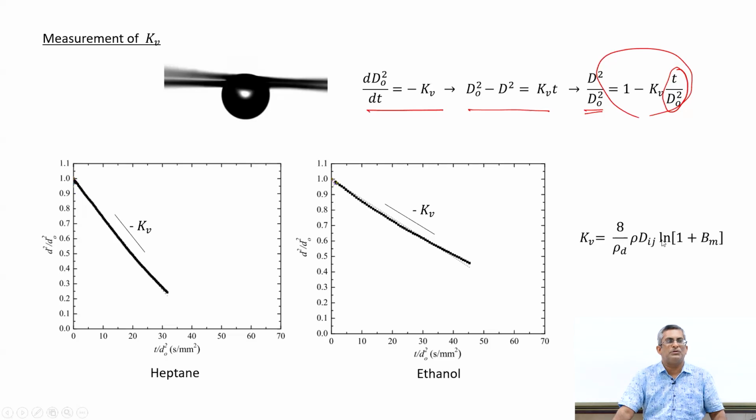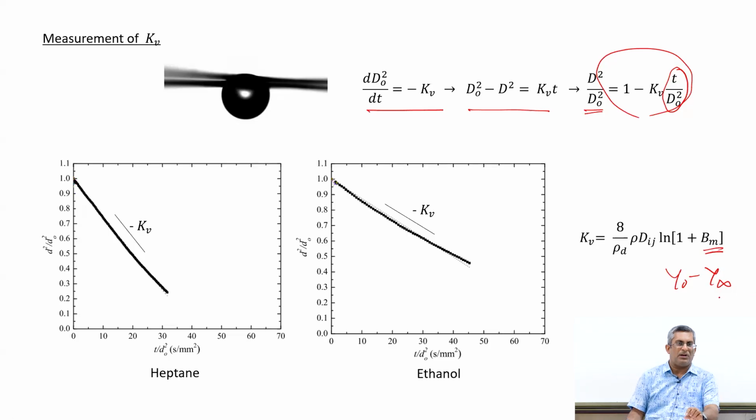Then this is the diffusion coefficient. So, we need to look at these individual properties for the two liquids separately. Okay. And then here we have the transfer number, which essentially depends on the difference in the vapor concentration at the droplet surface and far away from a droplet.